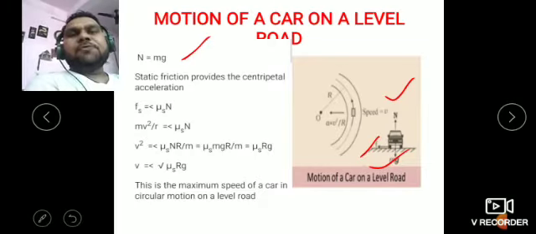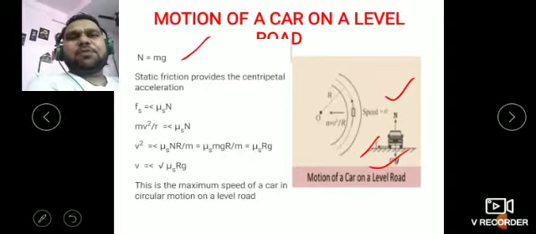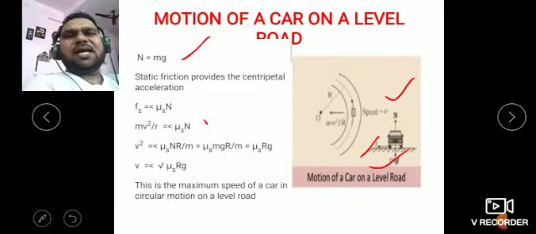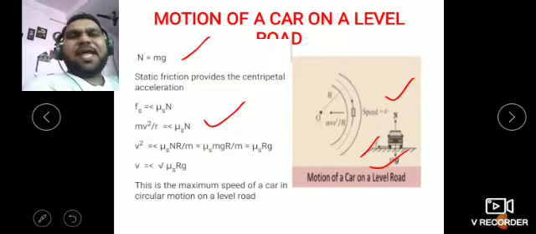We know that static friction will be in place. So we will get the second equation. The second equation is mv square by r is less than or equal to mu suffix s into N.